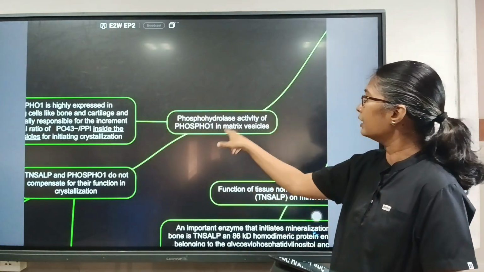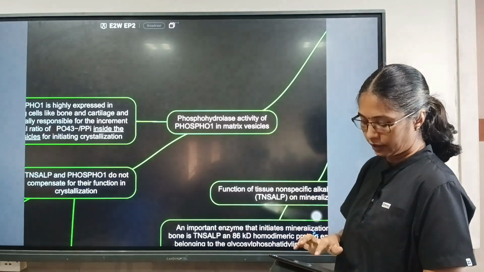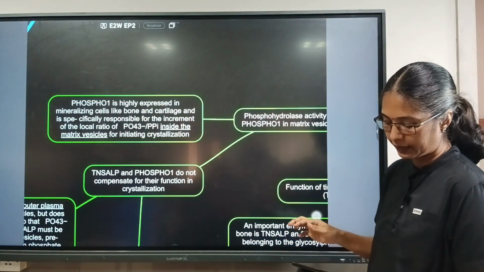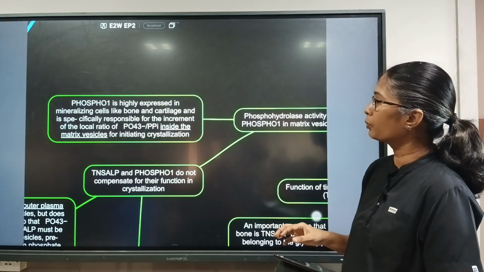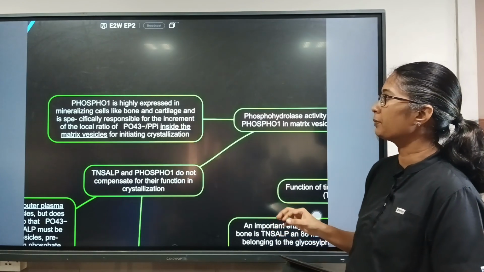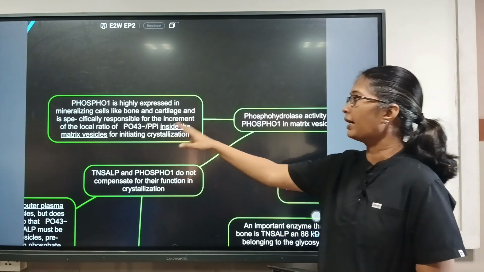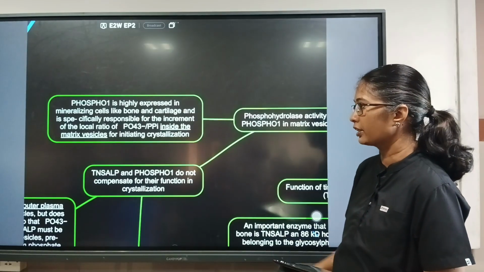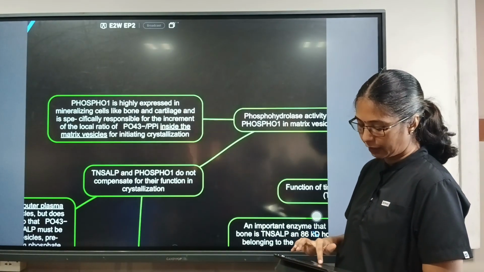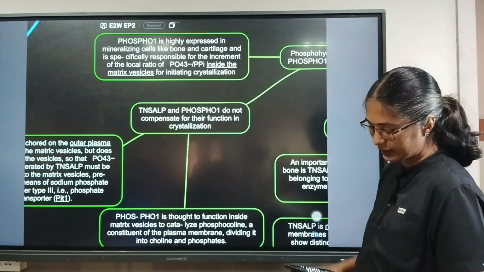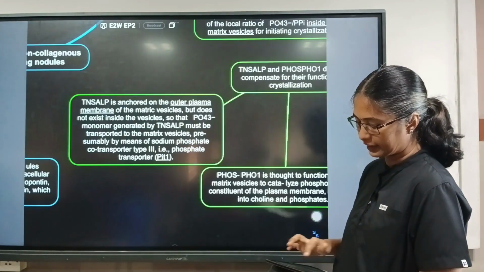And the last is the phosphohydrolase activity of PHOSPHO1. PHOSPHO1 is also in the matrix vesicles. What is PHOSPHO1? It is highly expressed in mineralizing cells like bone and cartilage, and is specifically responsible for the increment of the local ratio of phosphate to PPi inside the matrix vesicle for initiating crystallization. TNSALP and PHOSPHO1 do not compensate for each other's function in crystallization. How?